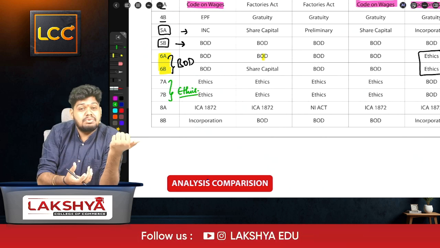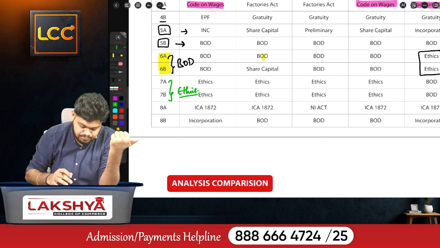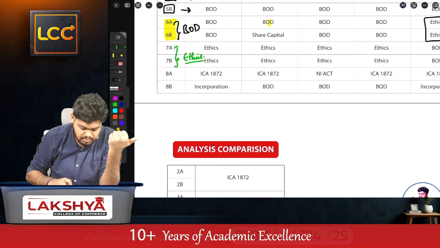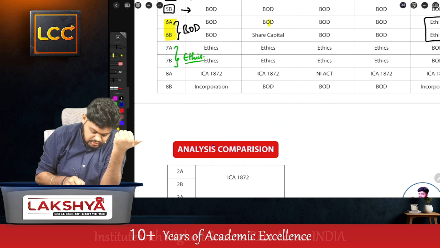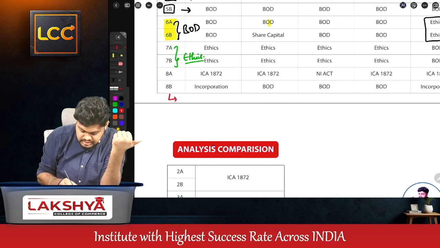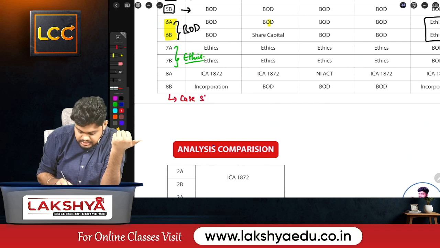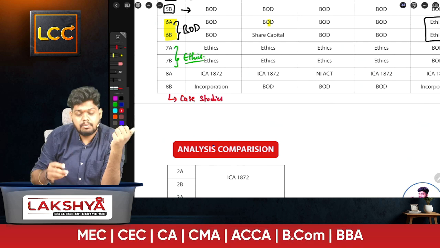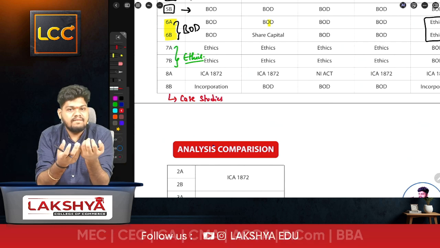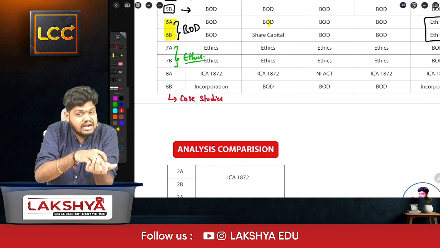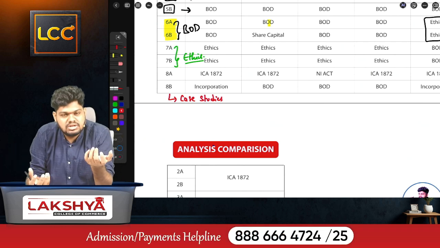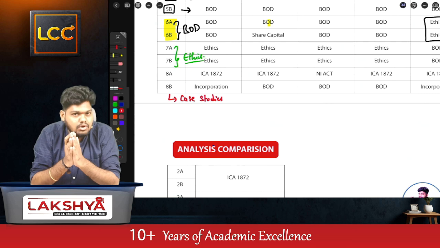It is a very simplified procedure to remember them. So it is very important for you to remember ethics. Then question number 8. The special importance of question number 8 is that it is asked as a case study. They'll give you a particular scenario where you have to analyze the scenario, understand it, and come out with a conclusion as per the provisions of the respective laws.